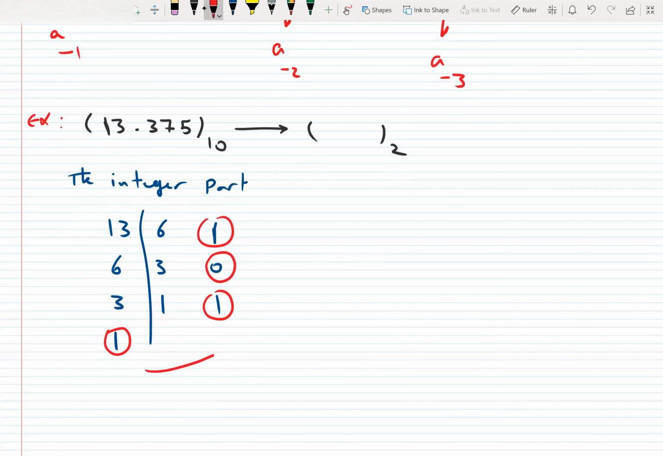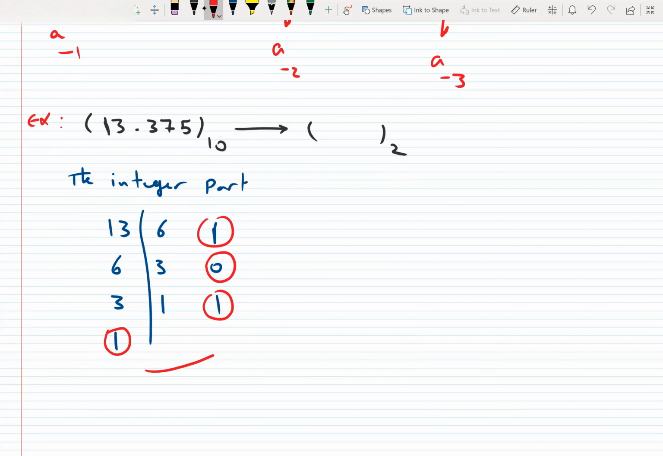The next example, we want to convert 0.6 from base 10 to base 8. 0.6 multiplied by 8 is 4.8. We keep this 4 as a result.